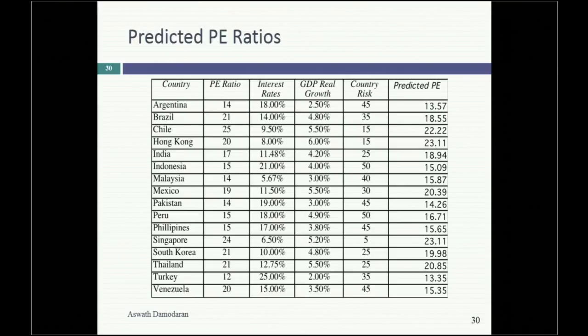Any questions? Yes, Nick. For this to be meaningful in terms of wanting to make an investment, would you have to buy the market index?